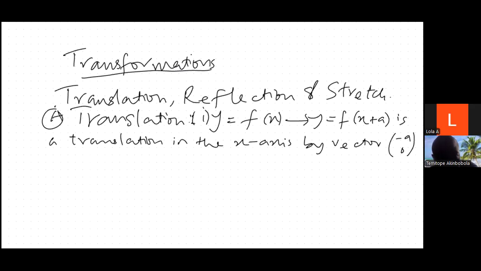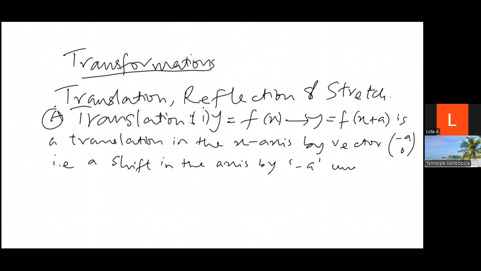That is a shift in the x-axis by, I want to put it in quotes now, minus a unit. A shift in x-axis by minus a unit. But the standard way of putting it is what I've written for you, in vector by vector.